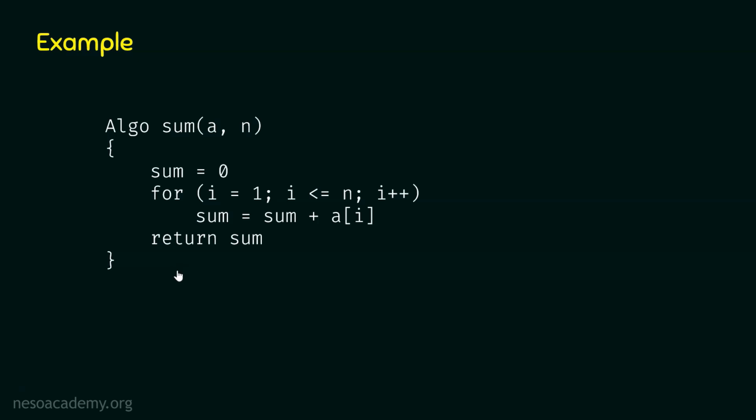So we will do the priori analysis of this algorithm. This means we will estimate the time complexity of this algorithm through the frequency count method. Now let's proceed and let's do this. The job of this algorithm is to calculate the sum of n elements of the list A. So n represents the number of elements and A represents the list of n elements.